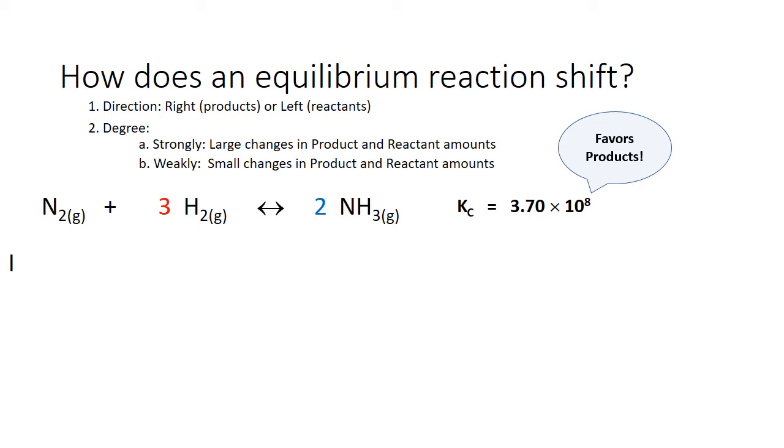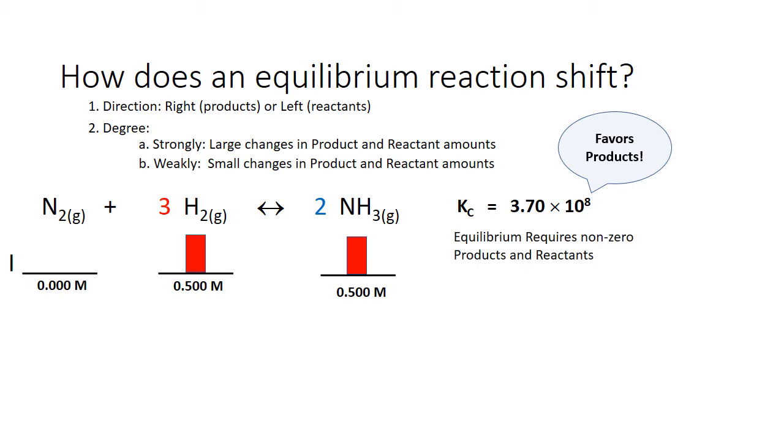Now, initial conditions. Like the previous example, we have no nitrogen gas present. But unlike the previous example, we have a significant amount of the reactant, H2, present. Additionally, we have 0.500 molar NH3 present. Now, like all equilibria, we cannot have zero amounts. 0 molar for nitrogen gas is not allowed in an equilibrium setting.